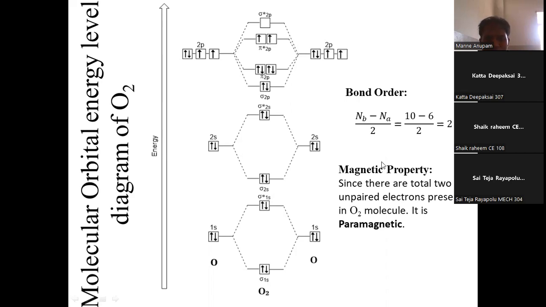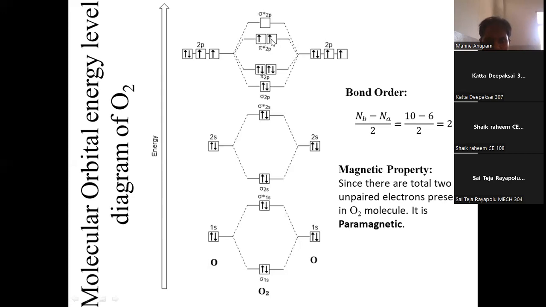All right. Now, magnetic property. What is meant by magnetic property? For magnetic property, we have to see the diagram like this. And here we are able to see that there are unpaired electrons. See here, these are two paired electrons. All these are paired electrons, but these are two unpaired electrons. So these two unpaired electrons are there.